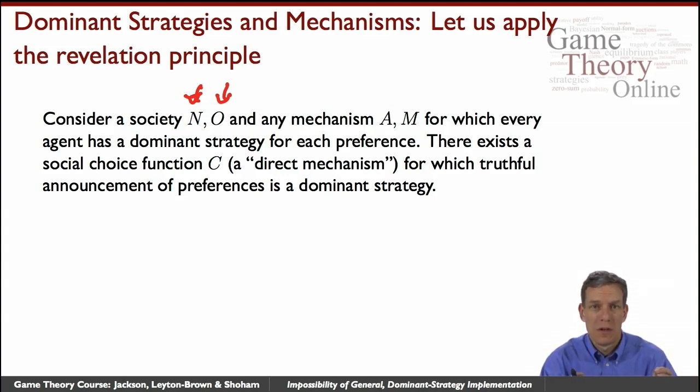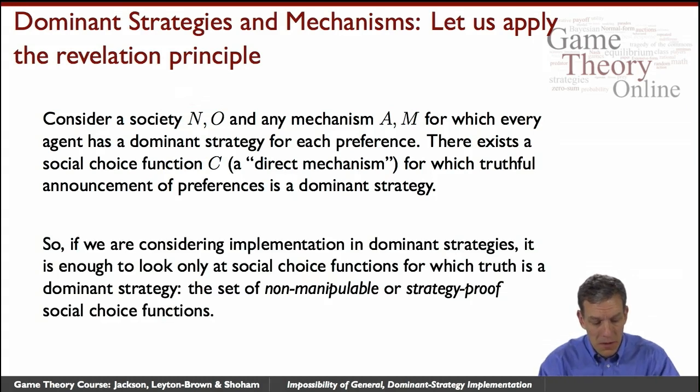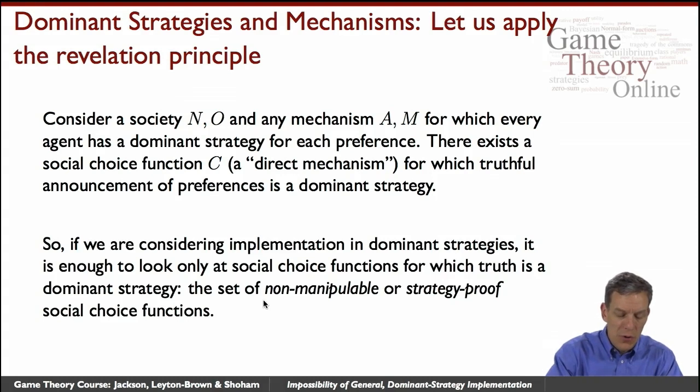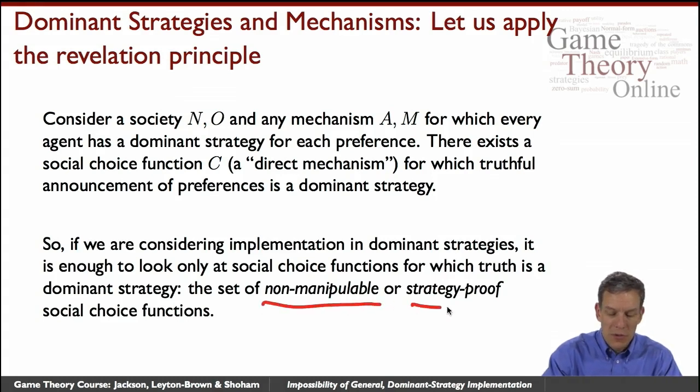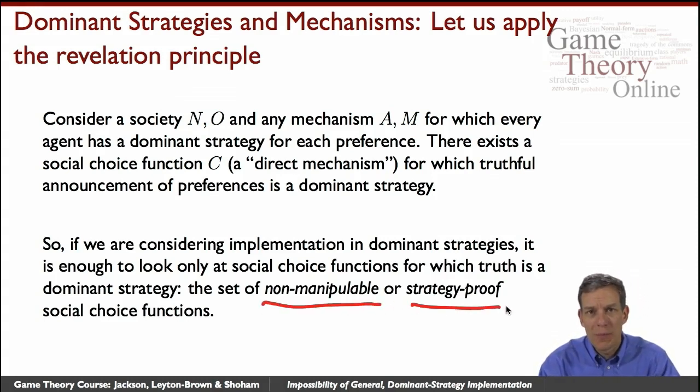So the revelation principle means that we can, without loss of generality, for this exercise, look at social choice functions directly. Okay? And so now what we want to do is think about which social choice functions a society can have which are going to be dominant strategy truthful in this sense. These things are also known as non-manipulable, strategy proof. Sometimes they're called straightforward mechanisms or social choice functions.